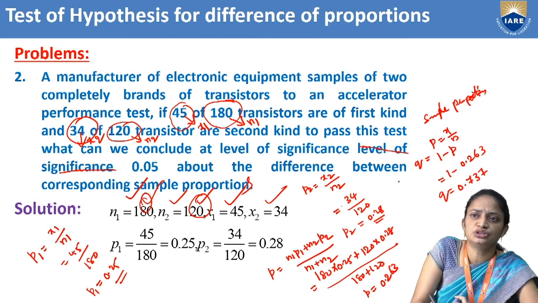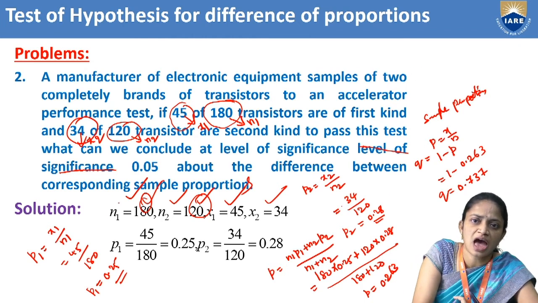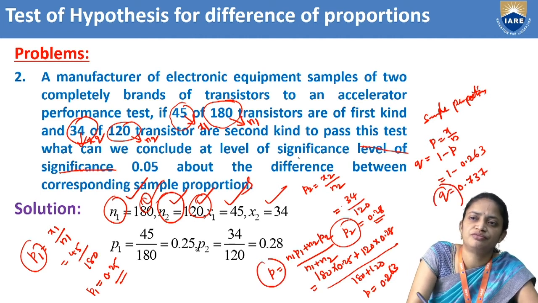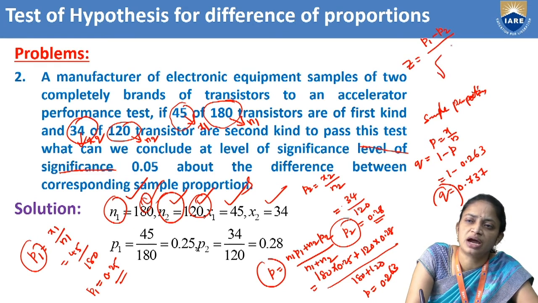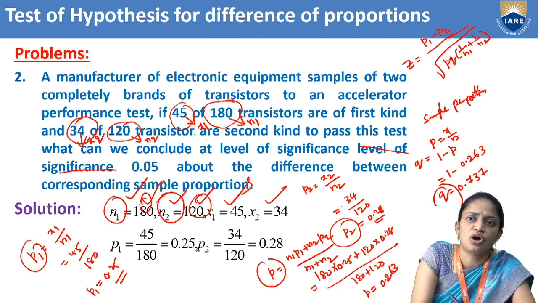Which formula is suitable for this problem? Here we have n1, n2, P1 and P2, and small p and small q. So the suitable formula is P1 minus P2 divided by the square root of PQ into 1 by n1 plus 1 by n2. This is the formula we have to use, but we have to follow the procedure for large samples.